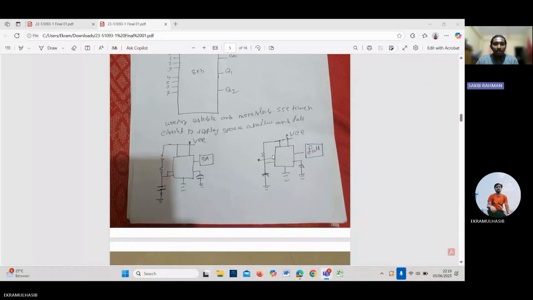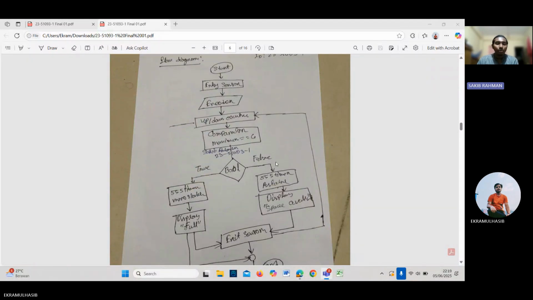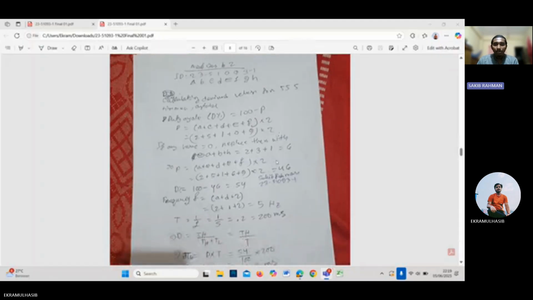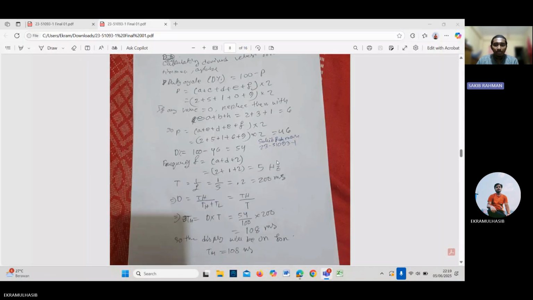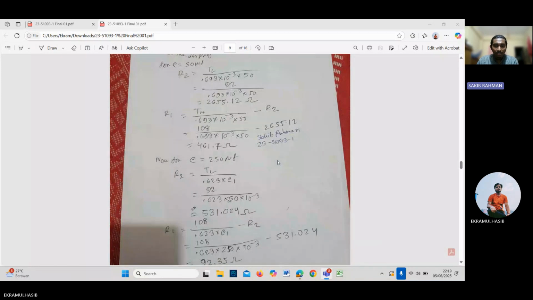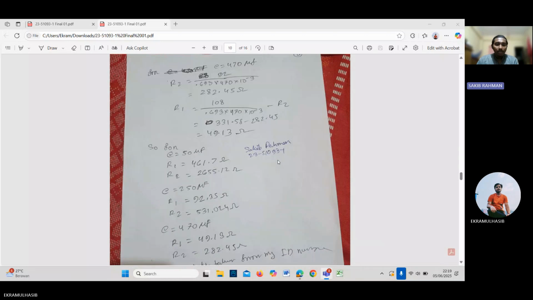In the second question, we have to calculate the display about the 555 timer we are going to use to show the full and space available display. We are going to find P, the duty cycle, and TH and TL, the time high and time low. Three capacitors are given: 50, 250, and 470. We are going to calculate that later.